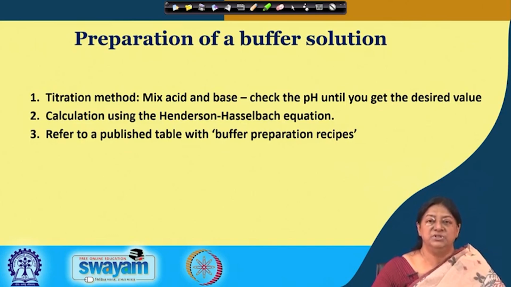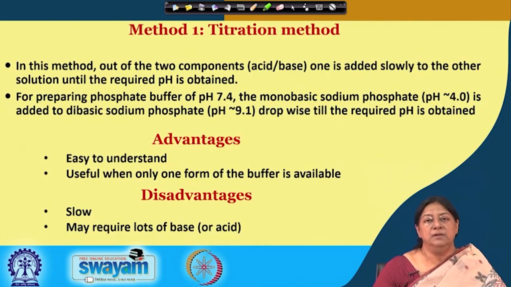Nowadays, there are published tables with buffer preparation recipes, where the amount of the salt and the acid and the total volume for which the desired pH is required is already provided, as a table available on the internet or in biochemical laboratory books. We will look at the several methods that are used for buffer preparation, and we will specifically see the preparation of phosphate buffer. We will then look at other commonly used biological buffers, and the advantages and disadvantages of the buffers as well.